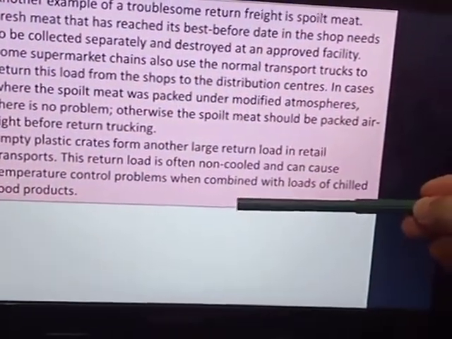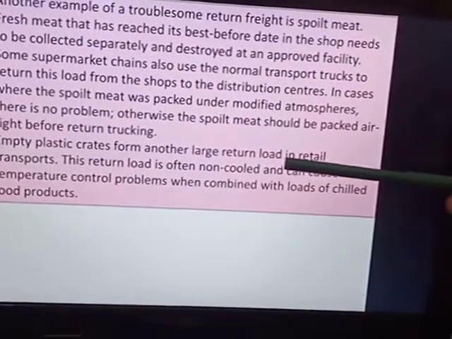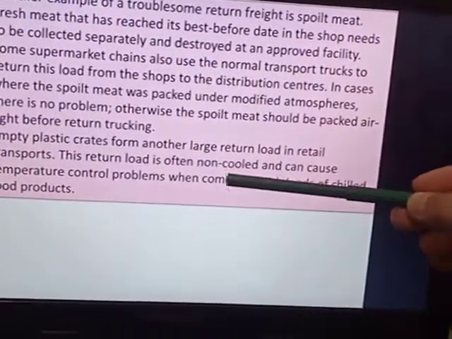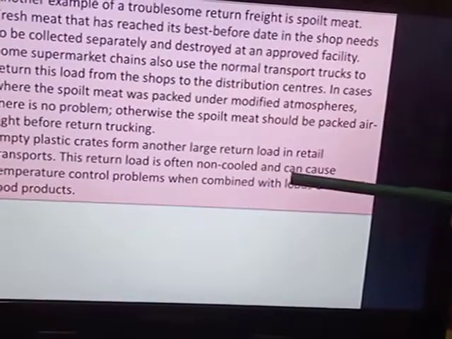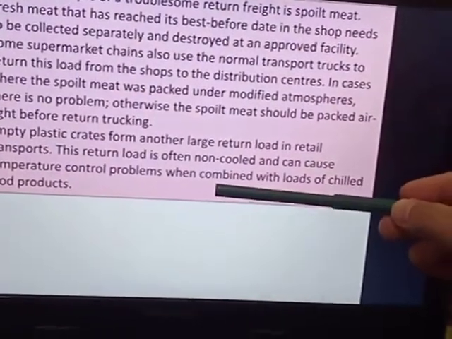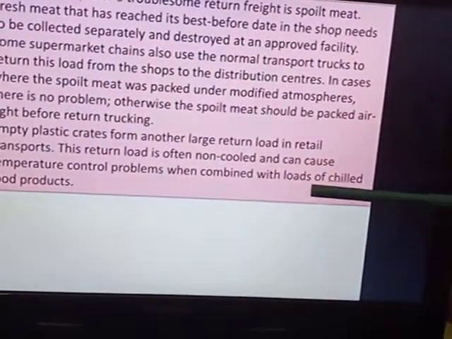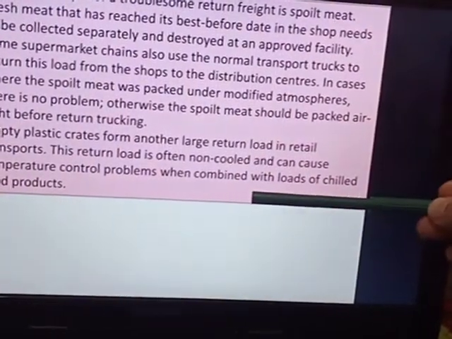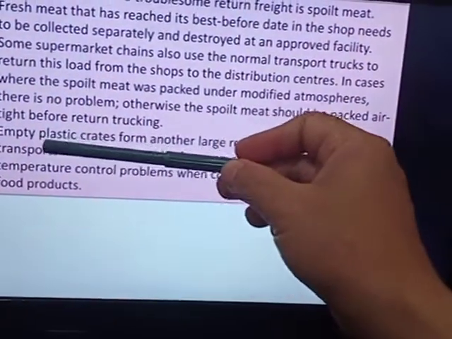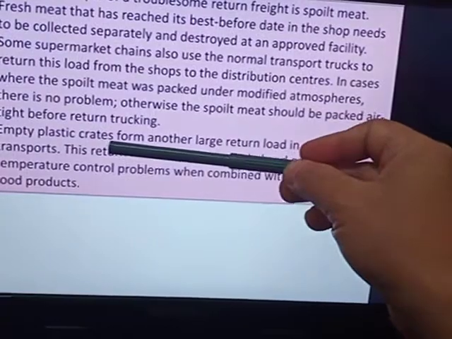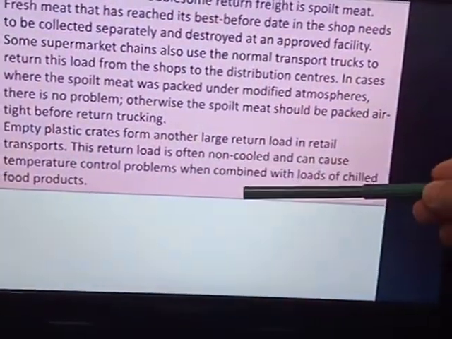Empty plastic crates form another large return load in retail transports. This return load is often non-cooled and can cause temperature control problems when combined with loads of chilled food products. This is only applicable for empty plastic crates, without the food material.